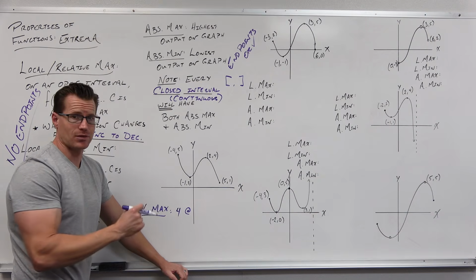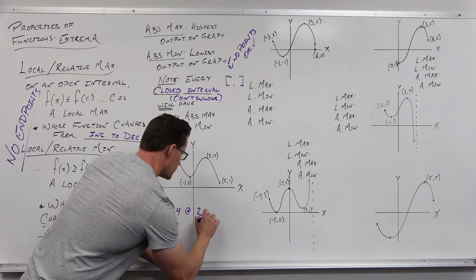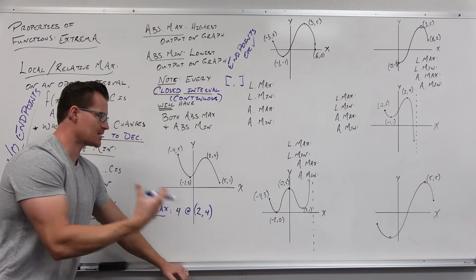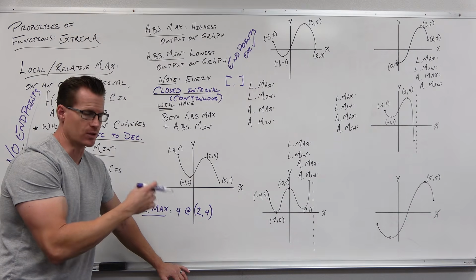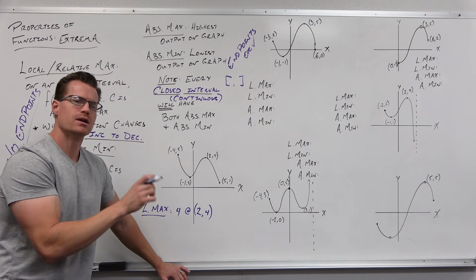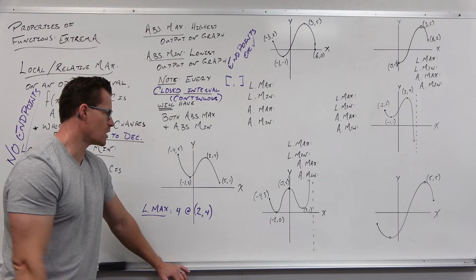It occurs at the point (2, 4). But you see the difference. You should see the difference. The maximum value in that little neighborhood is 4. That is what we're talking about. It just occurs at the point (2, 4).